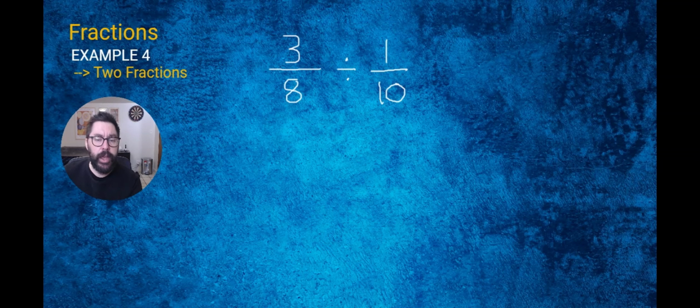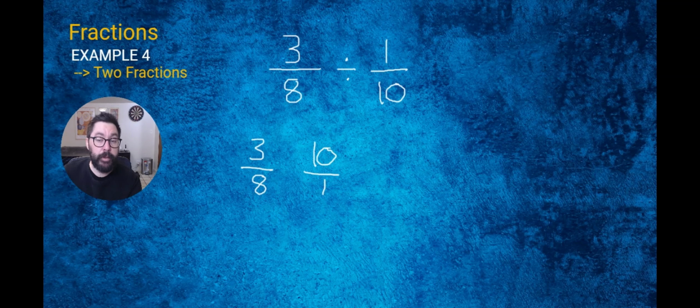Okay, in this example, we have 3 over 8 divided by 1 over 10. So we're going to use that whole same but opposite relationship with times and divide. So we take 3 over 8, and we're going to take this 1 over 10. What would that opposite be in this case? Well, flip it upside down, and that's 10 over 1.